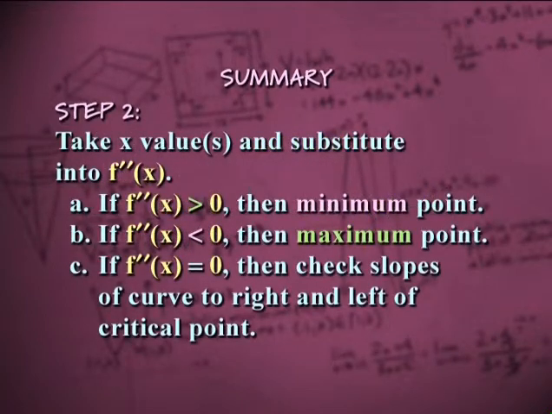Next, you take the x values you find, substitute into f double prime of x. If f double prime of x is greater than 0, then you have a minimum value. If f double prime of x is less than 0, then you have a maximum value. But if f double prime of x equals 0, then you're going to have to check for maximum and minimum by looking at the slopes of the curve to the right and left of the critical point.